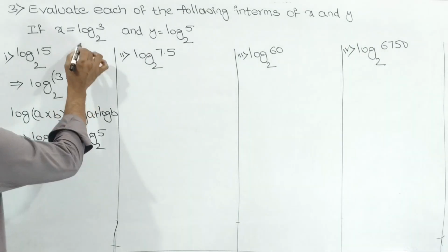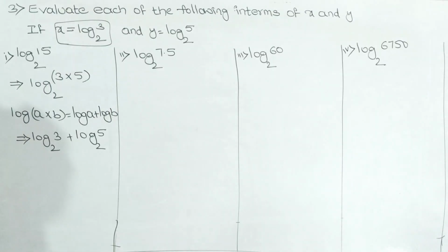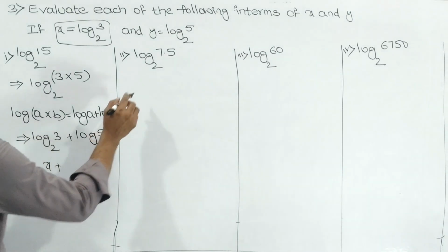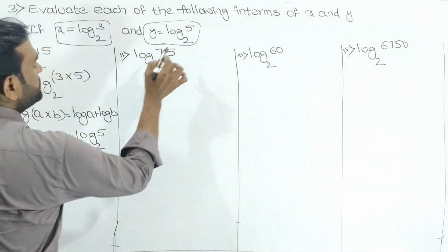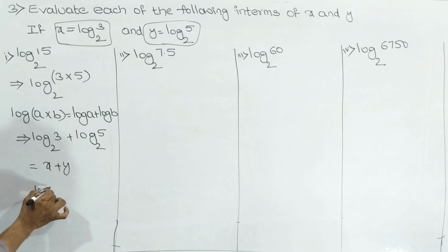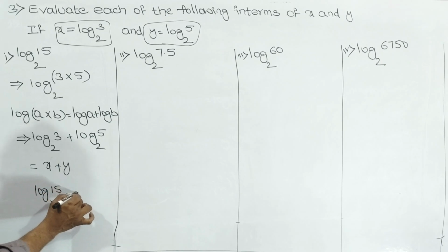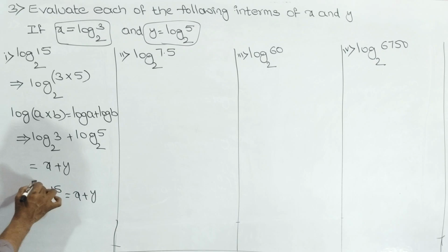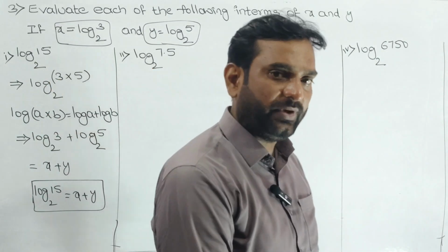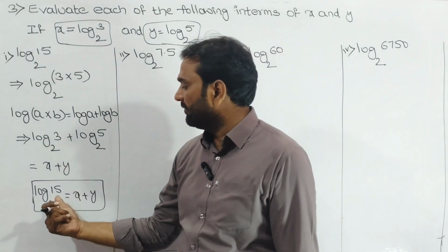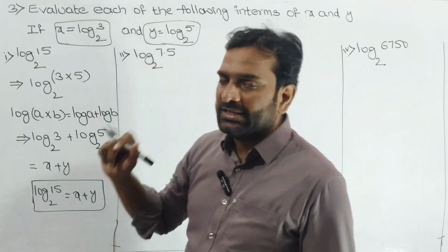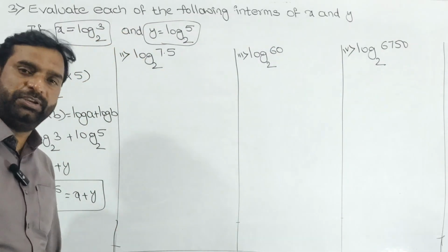Given that log 3 base 2 is x, so in this place we can write x plus log 5 base 2. What is log 5 base 2? Given y. So totally log 15 base 2 equals x plus y. Log 15 base 2, we got x plus y. Okay, log 15 base 2 in terms of x and y, we can write as x plus y. Second one, log 7.5 base 2.